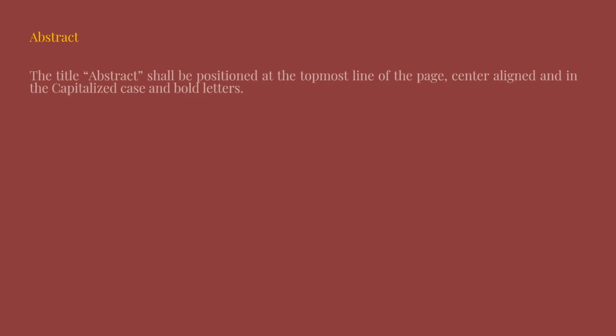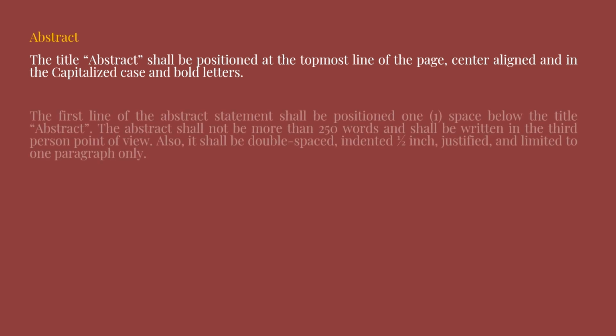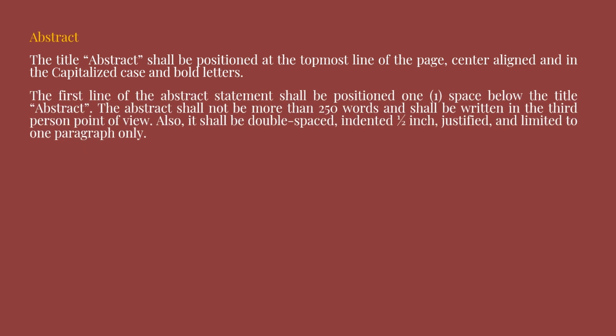Now for the abstract, just like what I said, for the proposal writing, you are not yet required to include the abstract, but for the final paper, you should include the abstract. So the abstract shall be positioned at the topmost line of the page, center aligned, and in capitalized case and bold letters. The first line of the abstract statement shall be positioned one space below the title abstract.